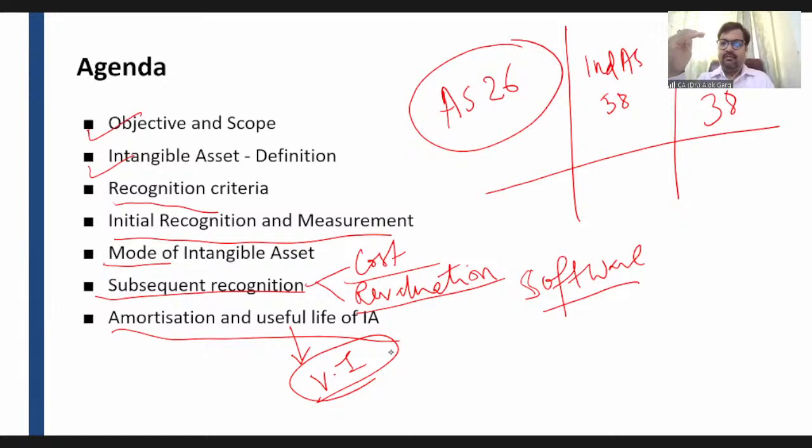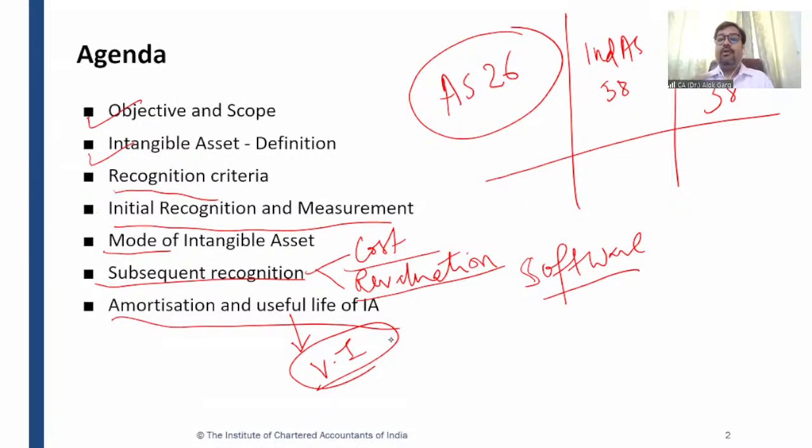First, we'll discuss the objective, then what is there in this particular standard. Then the definition of intangible asset, the recognition criteria, initial recognition and measurement, and the mode of acquisition of intangible asset. Then subsequent recognition in terms of cost model, revaluation model, amortization, impairment, and useful life of intangible asset. This is the entire agenda of the standard. Just giving you comfort, 30-40% of the standard is the same, which we have already read and understood in Ind AS 16 Property, Plant and Equipment.